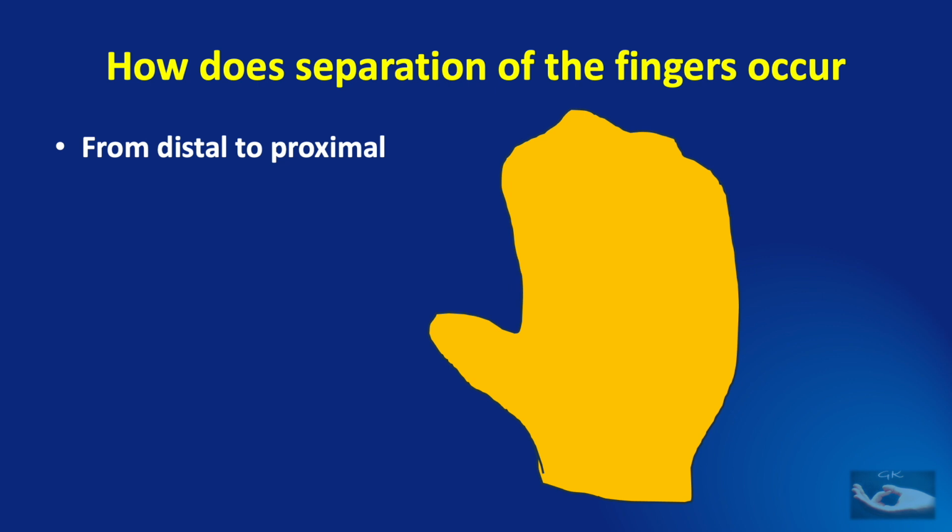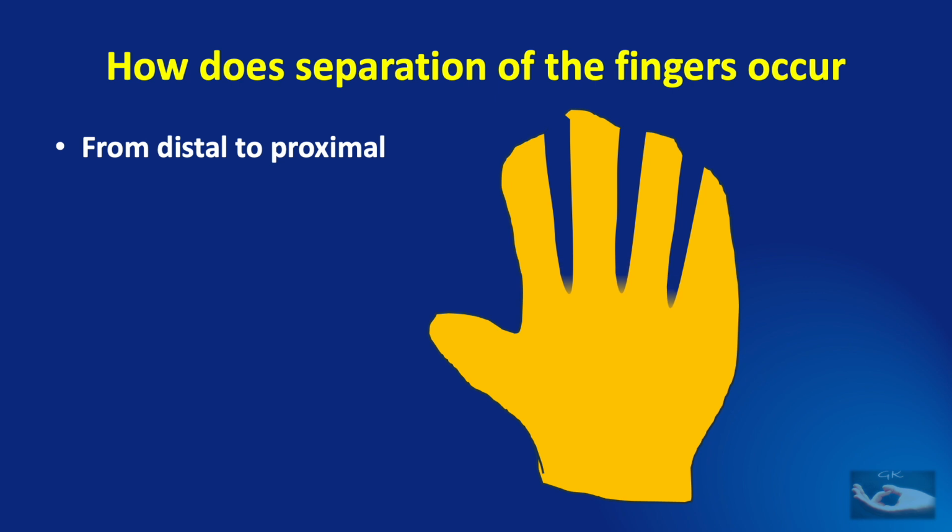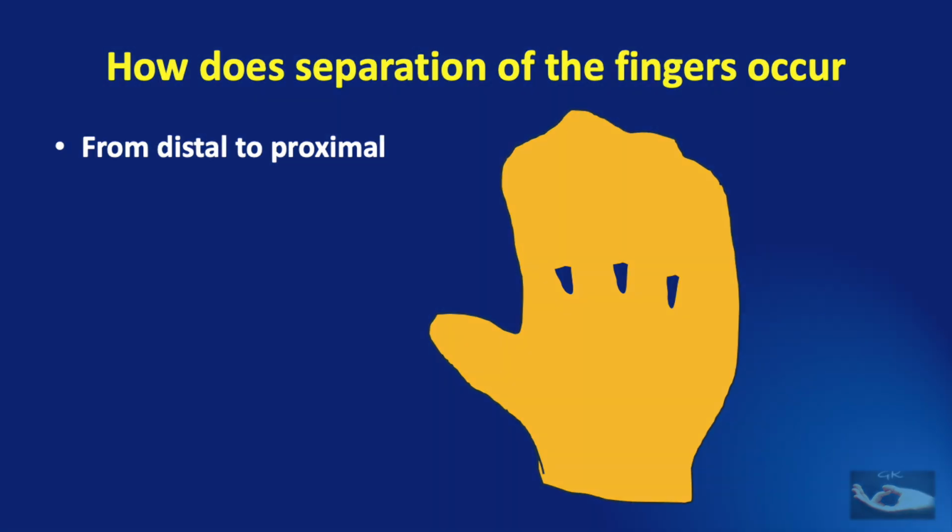When the hand is formed in the embryo, first the hand pad is formed, then the fingers separate, and this separation of the fingers occurs from distal to proximal. So if you find fingers that are fused but proximally you can see the finger web spaces, it means that the fingers had separated normally up to the web spaces but they got fused again later due to some problem which we shall see in this video.